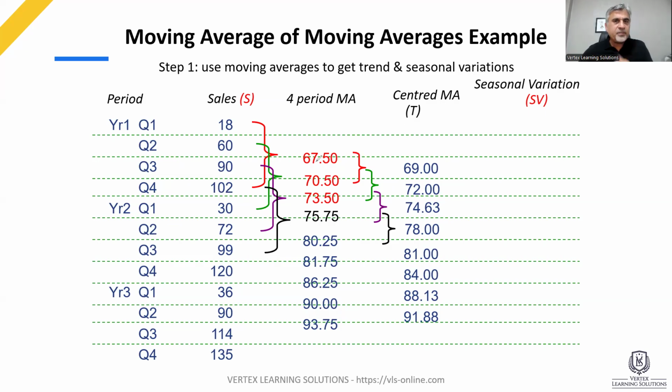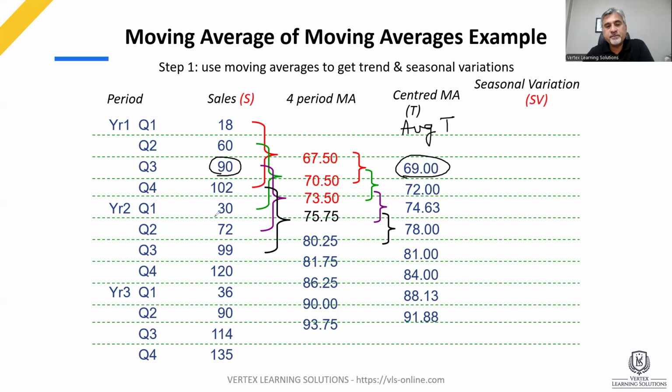Now, the problem here arises that sometimes, so this is the moving average, and this is the trend. But the problem is that it is different from the actual data. If you see, actual data is 90 and here it is 69. So your trend is actually below the actual number.